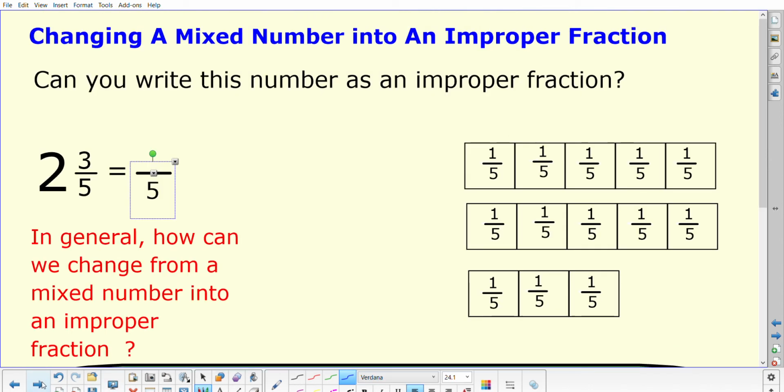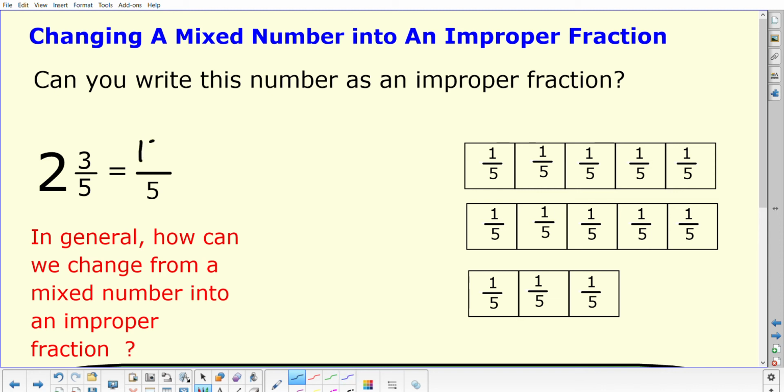If we want to go the other way, can you write a mixed number as an improper fraction? In order to do this, what we'll be thinking about is if you have 2 whole pieces and 3 fifths, each of the whole pieces we want to think about as being split up into 5 fifths, like that. And you can see in total there that we've got 13 fifths.